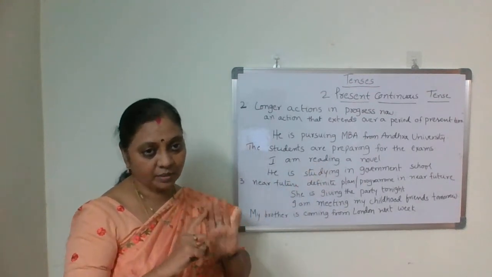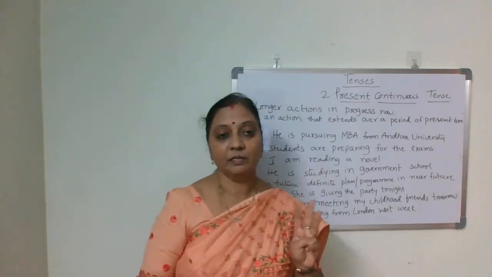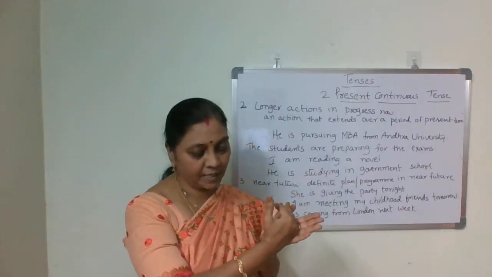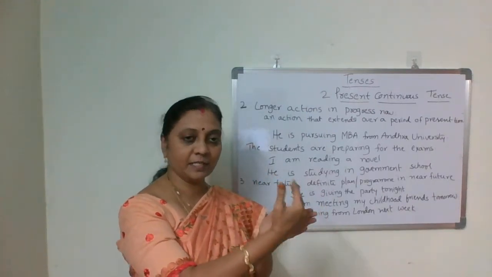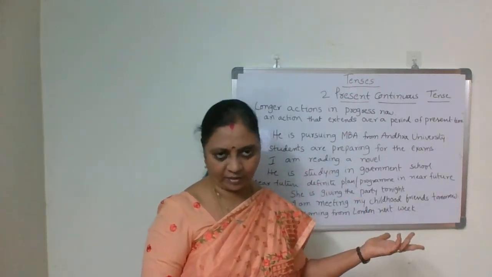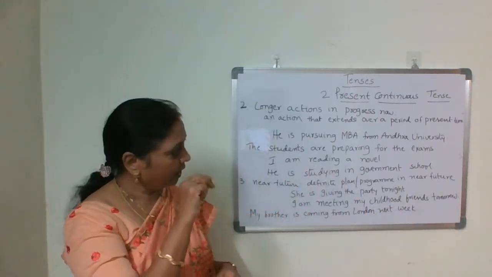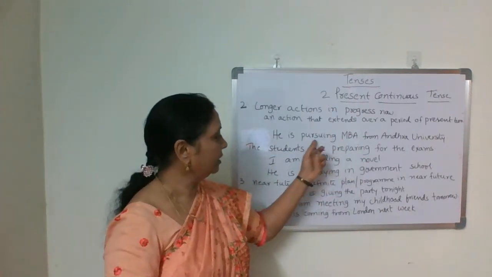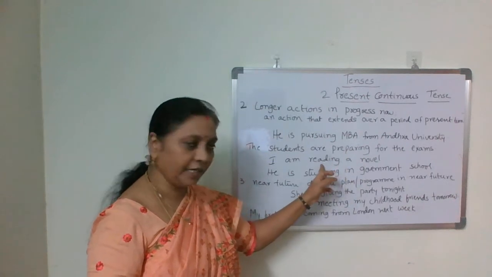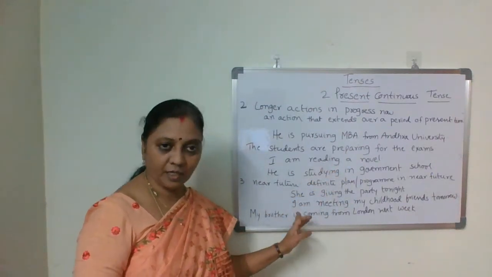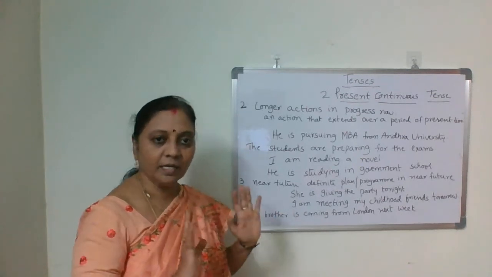So what are the uses? Three uses. Once again, I repeat. What is the structure first of all? Subject plus be form (is, am, are) plus V1 plus ing form, or V4, and any other word or object. Like, if we add for the study, it becomes studying, isn't it? Pursuing, preparing, reading, studying, these are the words, and before that we are using the be form. This is the basic structure.